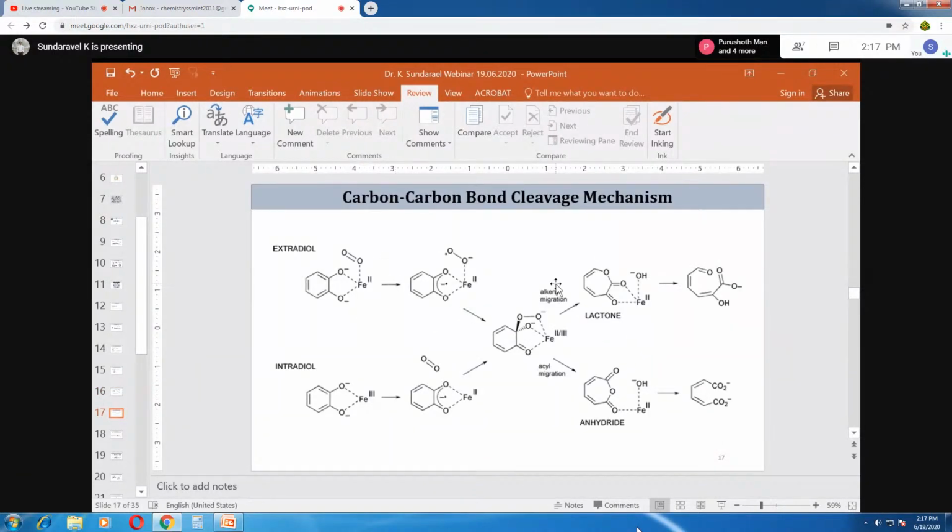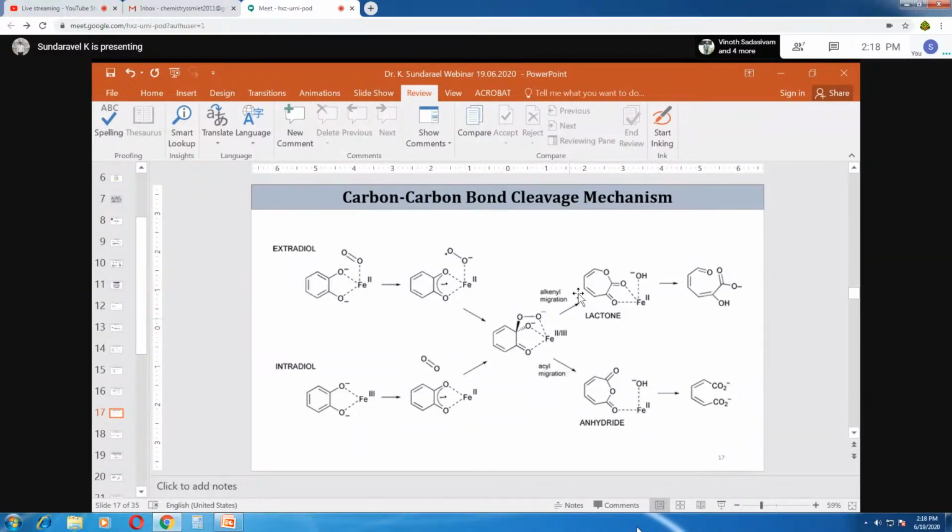This is a common mechanism followed by these two enzymes. Both enzymes, with catechol and molecular oxygen at the center point, generate an alkyl peroxide intermediate by accepting two electrons. So depending upon the intermediate rearrangement, we will get two different products.